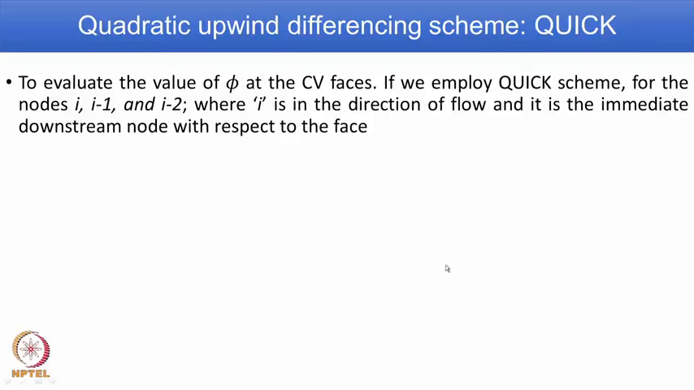So, to evaluate the value of phi at CV phases, we employ the QUICK scheme, and for the nodes I minus 1 and I minus 2, where I is in the direction of the flow and is the immediate downstream node with respect to the phase. So, this particular formula is a generalized formula, whether the flow is from left to right or right to left or wherever you want to find.